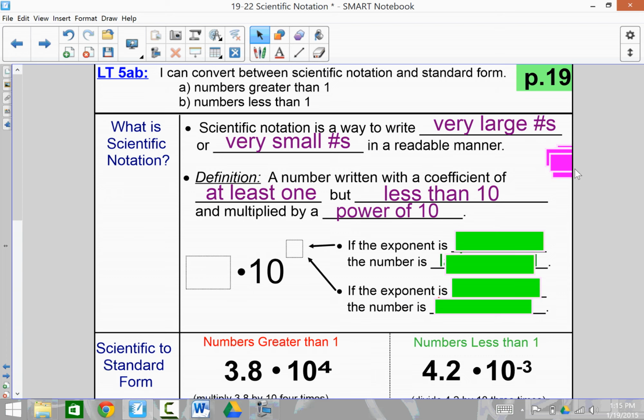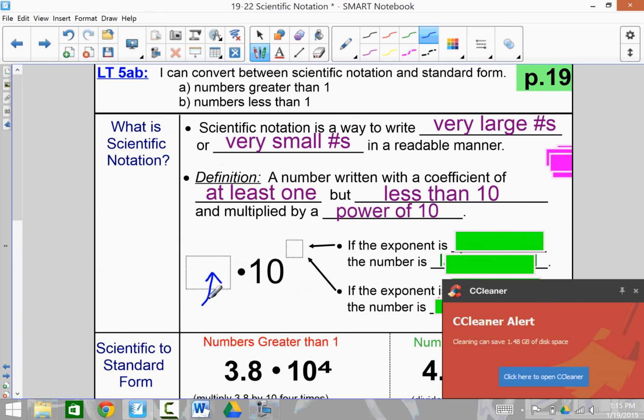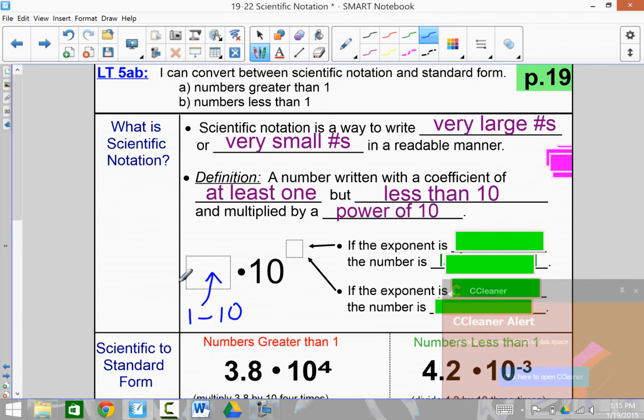So in 8th grade terms, what does this mean? Basically, this is what the form looks like. You've got this number, and they call it a coefficient. The number that falls in this first part of the form has to be at least 1 but less than 10. In other words, the number in this box has to be between 1 and 10. It can equal 1, but it can't equal 10. It has to be multiplied by a power of 10, so you'll always see times 10, and then you're always going to see an exponent.